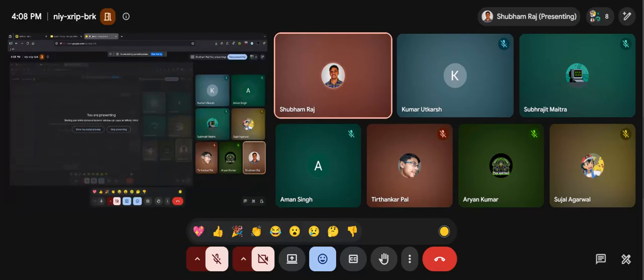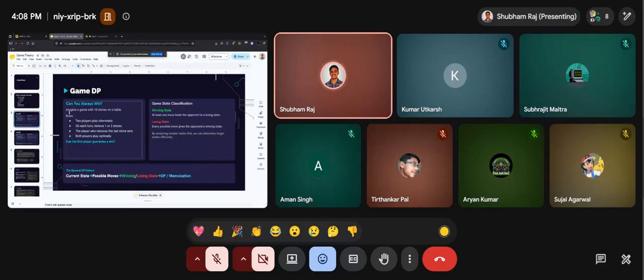Okay, so before starting, I have a question. Suppose, imagine a game. There are 10 stones on the table, and the rules are simple. Two players play alternately, and on each turn, a player can remove one or two stones. The player who removes the last one wins the game. And this is the important line: both players will play optimally.